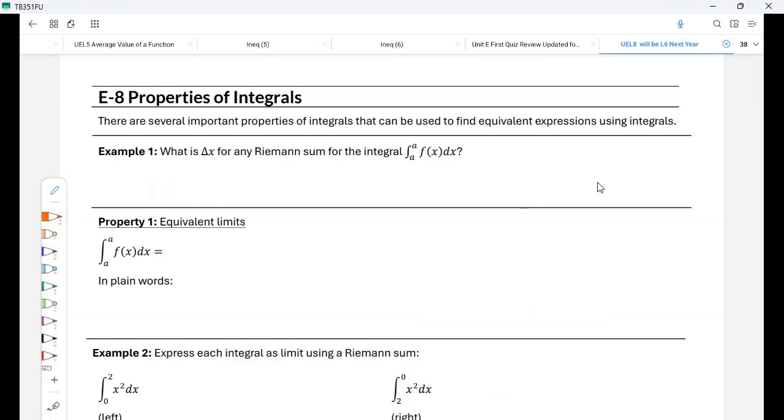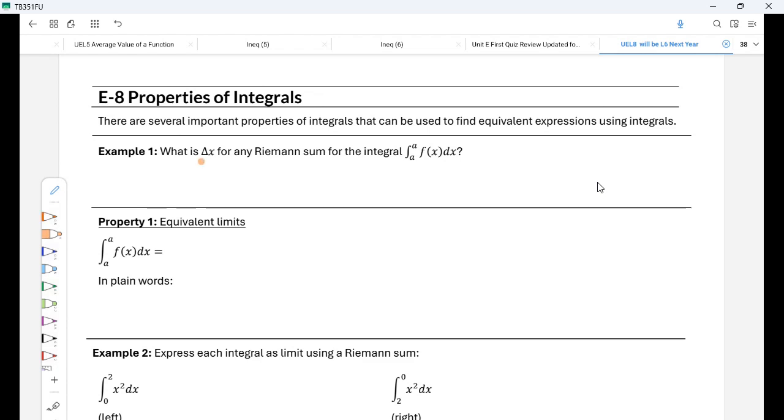So properties of integrals are kind of what they sound like. They're things we can use when we see an integral, where we can either automatically know the answer, have a shortcut for it, or maybe make a slight adjustment before we actually do the integral. The first one is pretty simple. We are looking at an integral where both the lower limit and the upper limit are the same.